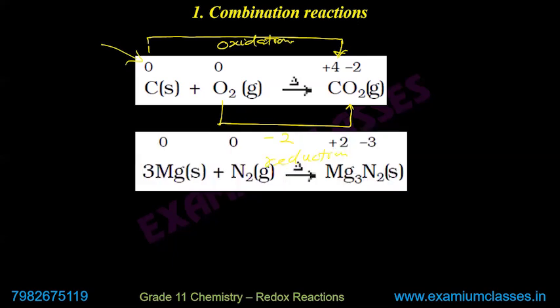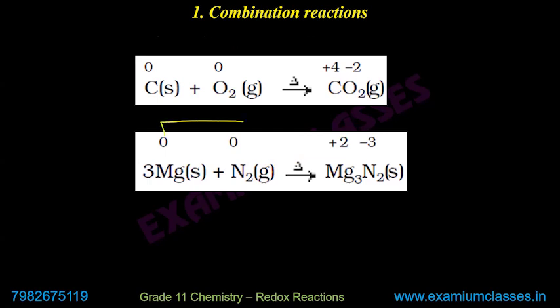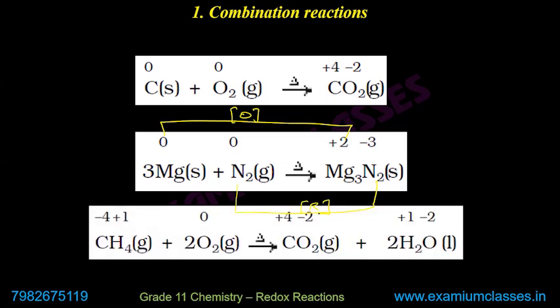Now, similarly here, from 0 to +2 is oxidation, and from 0 to -3 is reduction. In this case, you see there is only one in free standard form. But here also you will see that one will be oxidation, one will be reduction. So if you see here, carbon. Now remember the rule.